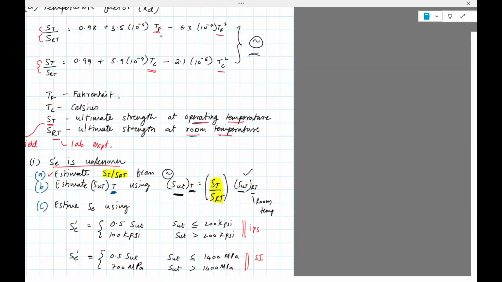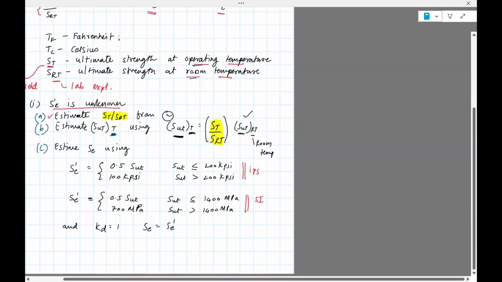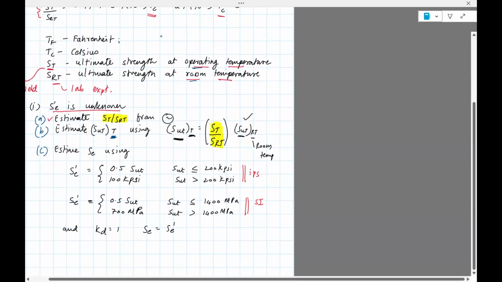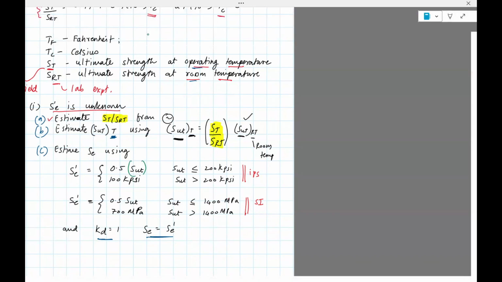Step number three is we estimate SE using these formulas. 0.5 SUT or 100 kPSI. This is a similar formula we had earlier. And once you have that, you can then compute KD, which is simply 1, and SE is SE prime. Now, one thing to note here is this is actually SUT at T. Okay, I should have put it down there. So B and C is connected. You cannot do C without B because you need this SUT at temperature T. All this is at T. Here, T being the temperature at which you are operating the specimen in the field. Okay, so that's the last step. KD is 1, SE is SE prime.